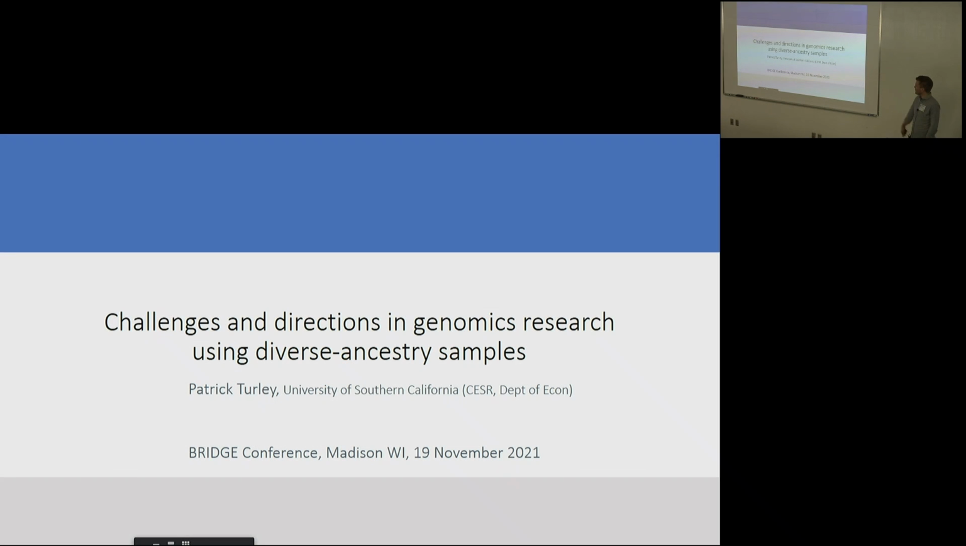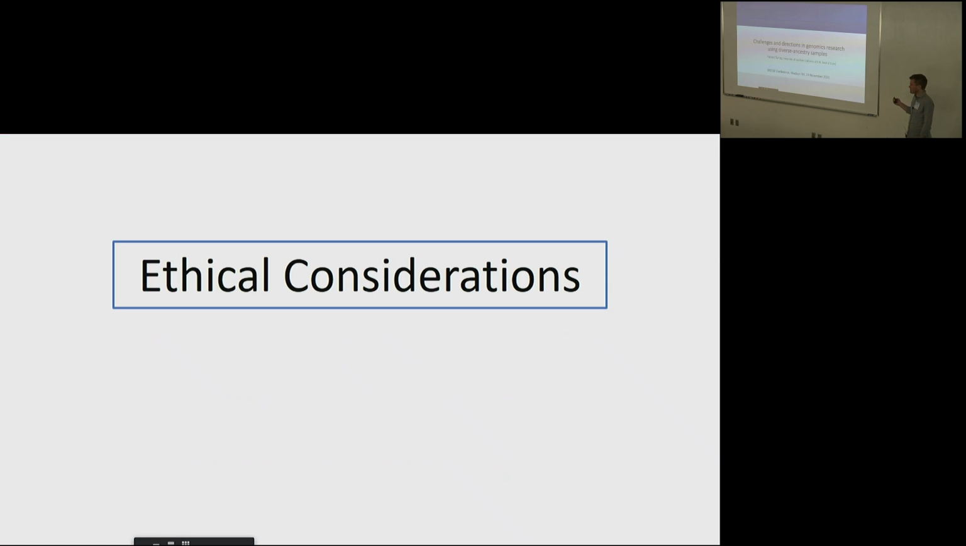I'm going to talk about ancestry and using diverse ancestry data in genomics research. This is not going to be a puppies and rainbows kind of talk. The conclusion is going to be that this is very hard and we haven't solved these problems, but it's really important that we do solve these problems.